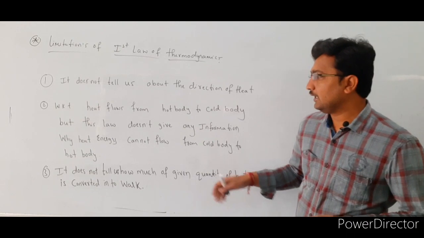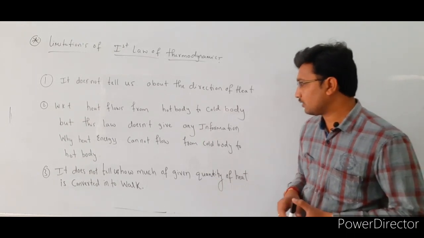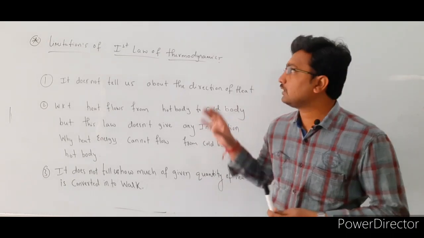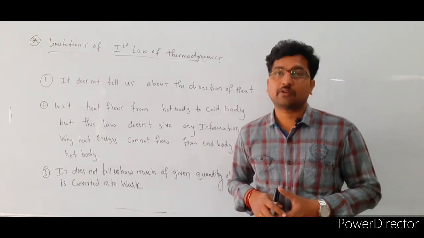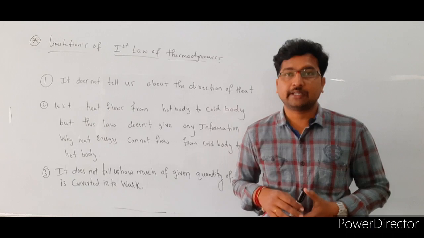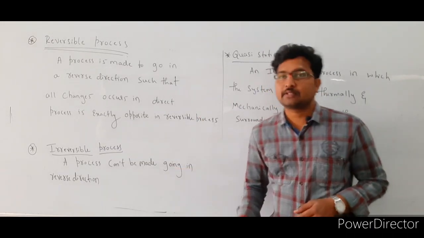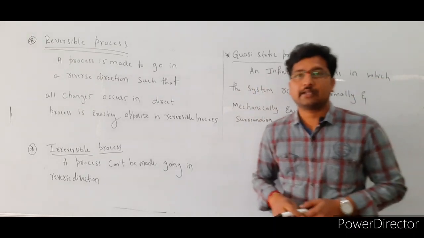And the last one, it does not tell us how much of a given quantity of heat energy is converting into work. So these are the limitations of the first law of thermodynamics. It is very important for 3 marks. The next concept is reversible process, irreversible process, and the last one is the quasi-static process.